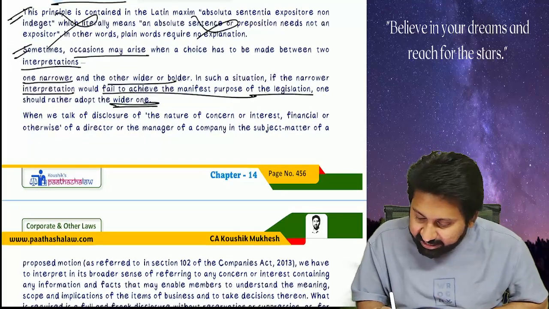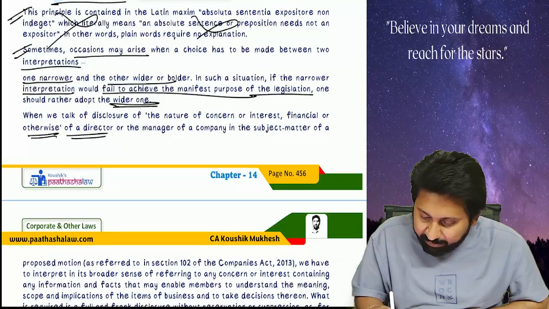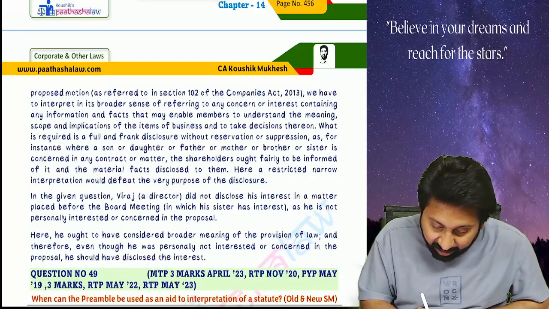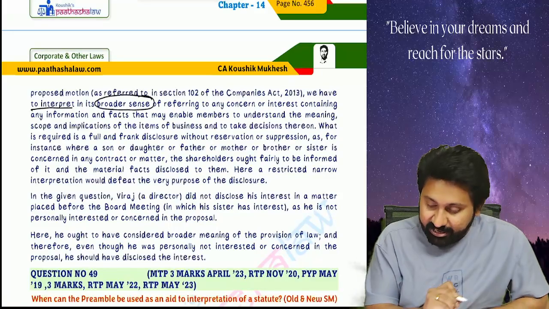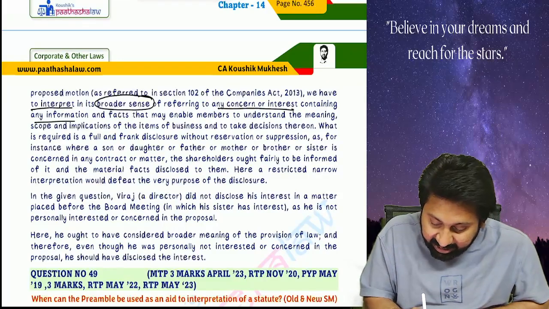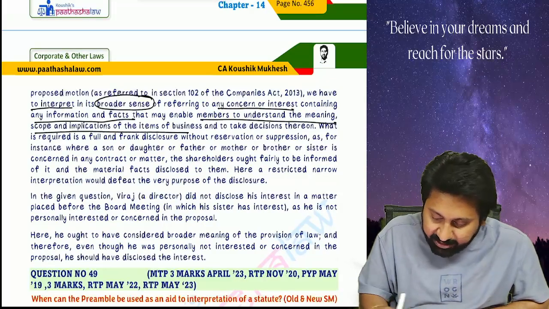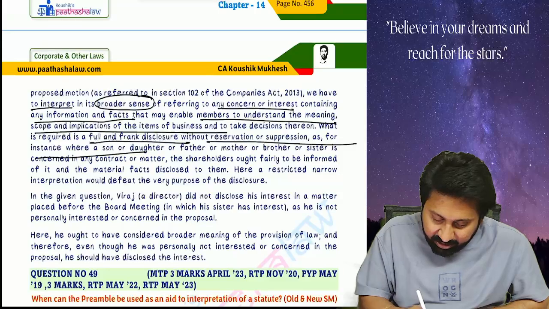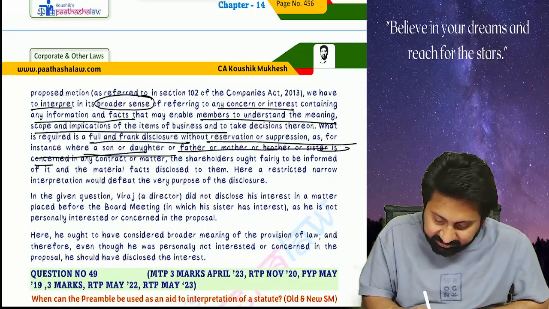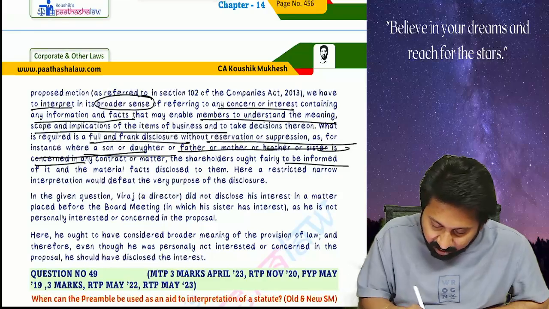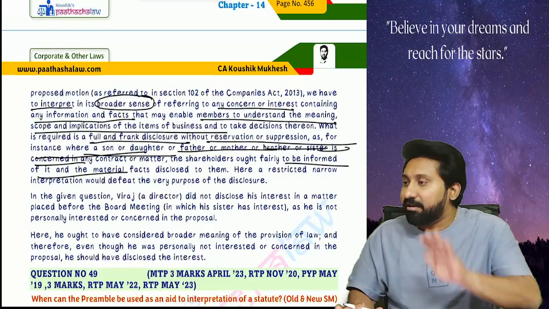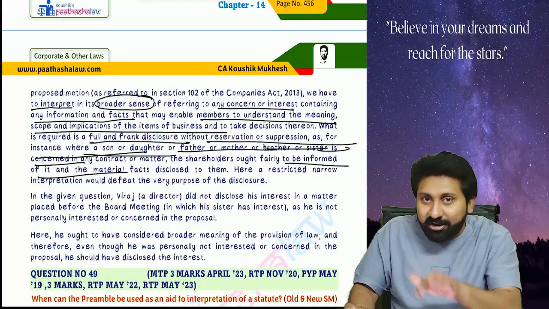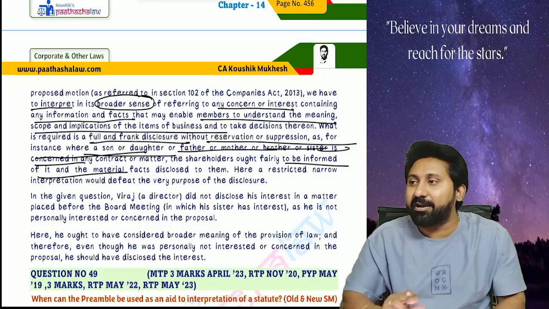When we talk about disclosure of the nature of interest, financial or otherwise, of a director or manager in the subject matter of a proposed motion, we have to interpret it in a broader sense, referring to any concern or interest, containing any information or facts that may enable the members to understand its meaning, scope, or implication. What is required is a full and frank disclosure without any suppression of fact. Where a son, daughter, father, mother, brother or sister is concerned, shareholders should be informed about it. Like that you need to write. In this case, Viraj's belief that since he is not personally interested he need not disclose is wrong. You need not be interested directly. If you are interested indirectly, you also need to disclose.